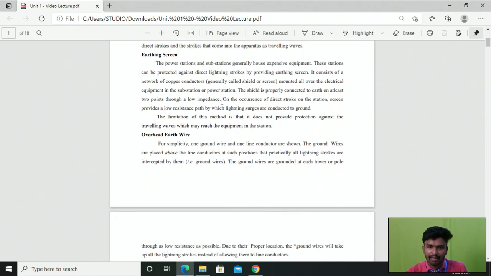So the first one is the earthing screen. We know that power stations and substations generally consist of expensive equipment, right?